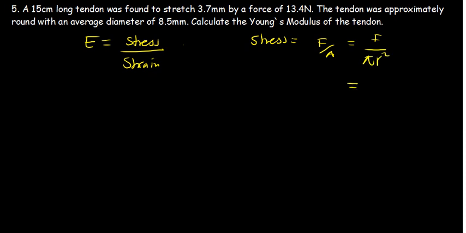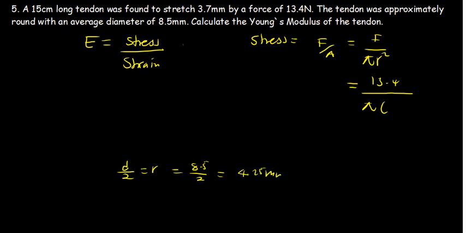So the force here is 13.4. And then pi, the radius squared. It was approximately round with a diameter of 8.5 millimeters. So we've been given a diameter. So we know that radius is simply half of the diameter. So we divide that value by 2. And that will give us a radius, which will be 8.5 over 2, and that is going to be 4.25.